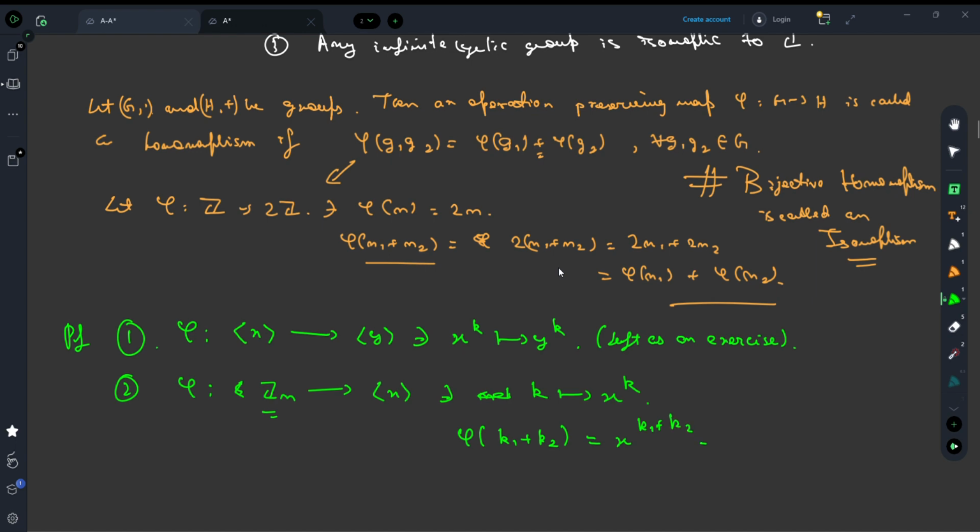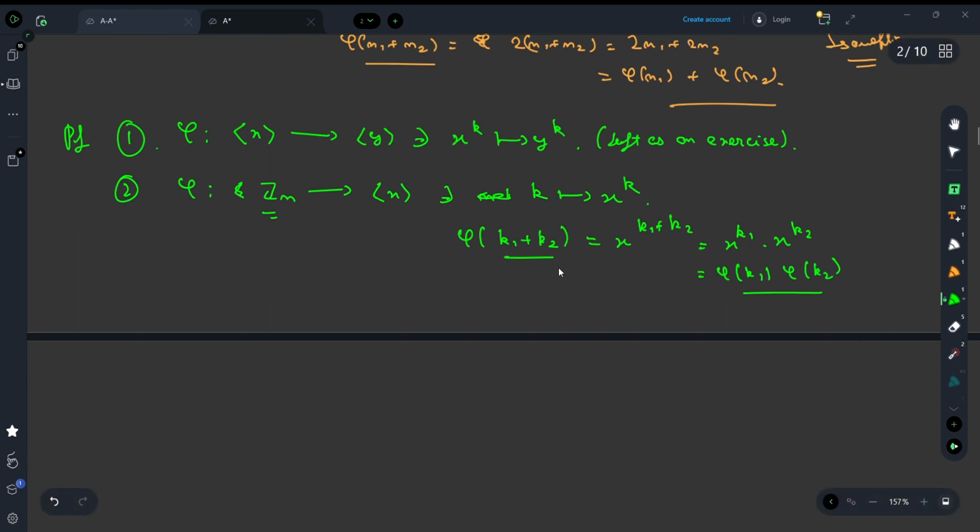Is it a homomorphism? What is phi of K1 plus K2? Zn is an additive group, right? So it's x to the power K1 plus K2. But x to the power K1 plus K2 is x to the power K1 dot x to the power K2, by the law of exponents. x to the power K1 is phi of K1, x to the power K2 is phi of K2, and so it's indeed a homomorphism.